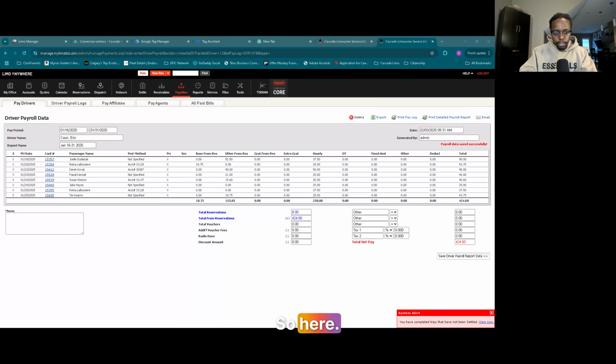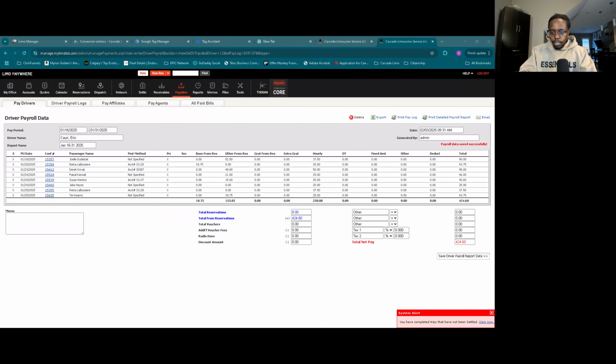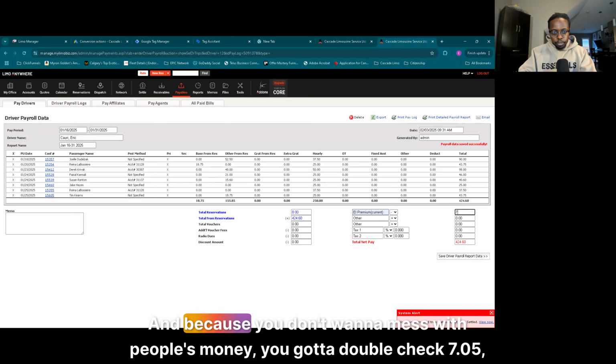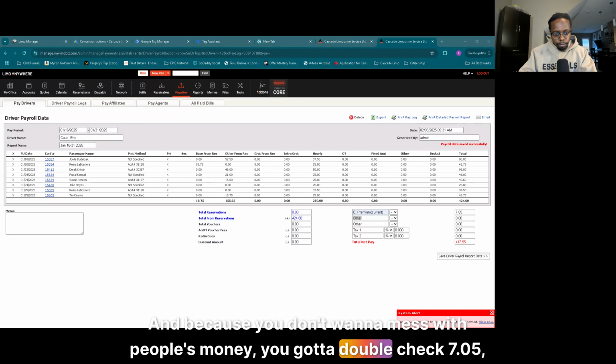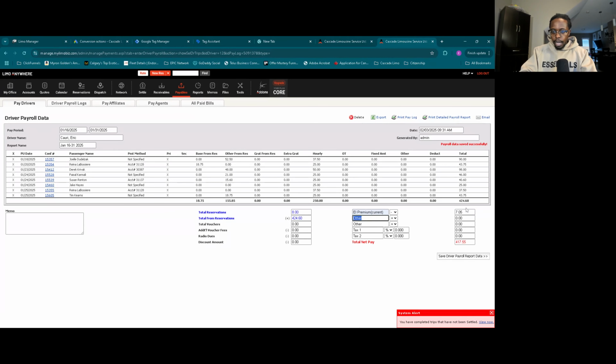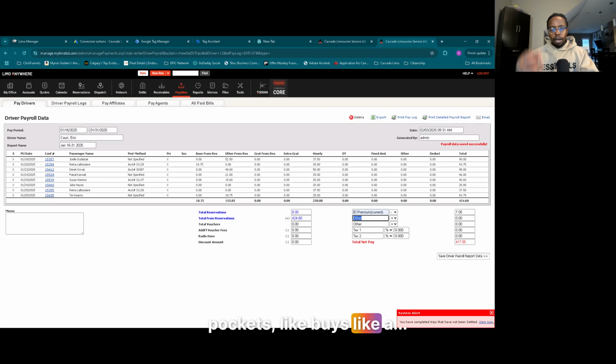417.55. So here, then I take this 7.05. This is the EI that's calculated based on the earning. I come here and I say EI premium current, deduct 7.05. And because you don't want to mess with people's money, you've got to double check: 7.05, 7.05. Correct.